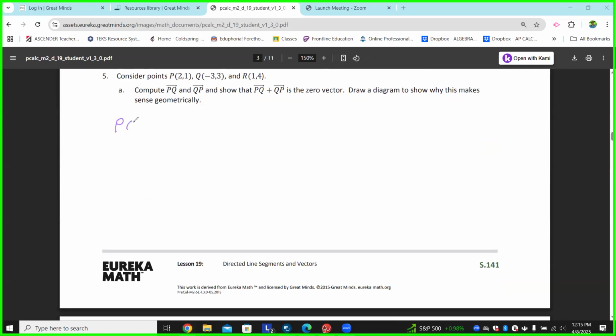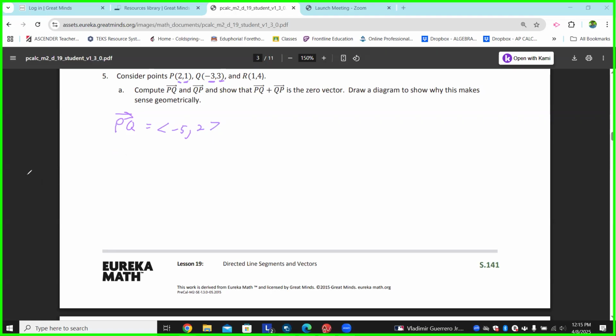So to start off with PQ, again, not given a graph. It just tells me to find this. Since Q was the second letter, I'll take the -3 first minus the 2. Does everyone understand that? All right, so then -3 minus 2 gives me -5. Very good. Then I'll take the 3 minus the 1. Very good. And you get 2. So there's PQ.